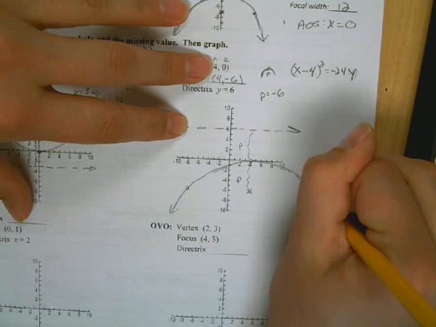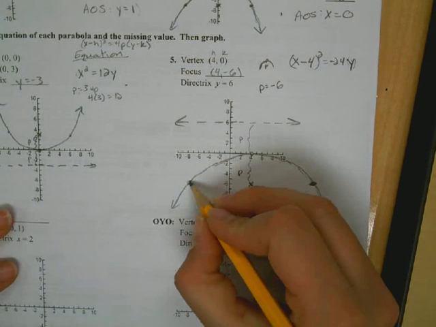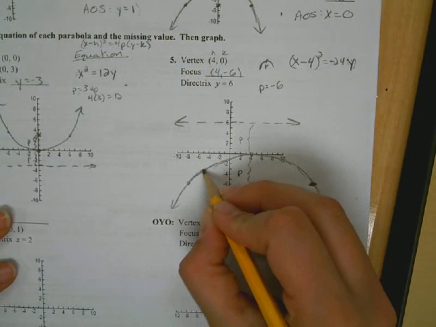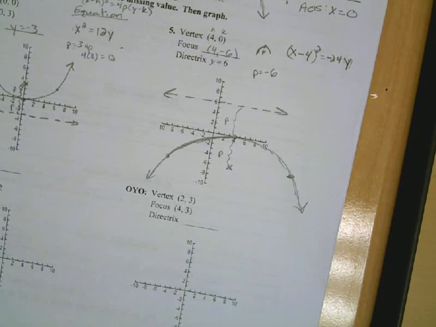Okay, so there would be my focal width points. That's close enough. It's kind of an ugly looking graph, but that's alright. Again, it's not going to have to be perfect. It does have to look like you tried, though.